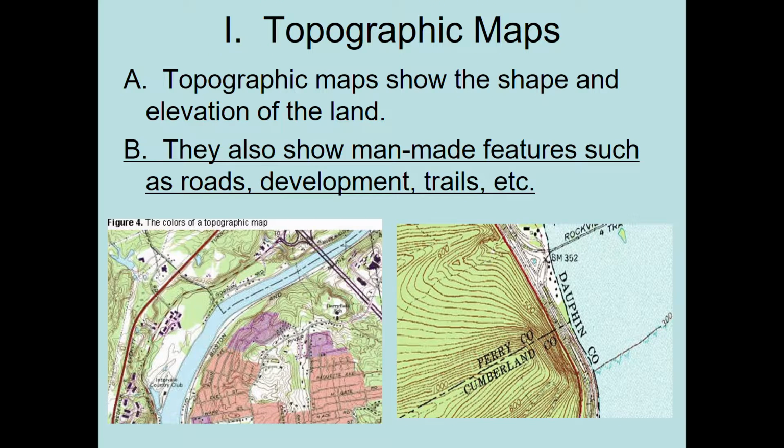So basically, what is a topographic map? They show the shape and elevation of the land, okay? And so this is what you want to write down. They also show man-made features such as road developments and trails, but the most important part of a topographic map is showing the elevation and shape of the land. So we will look at that next.